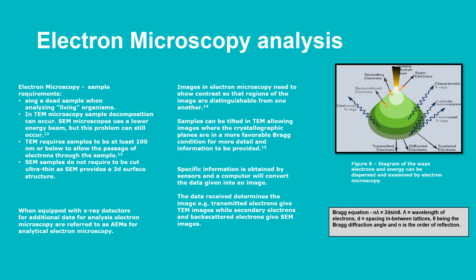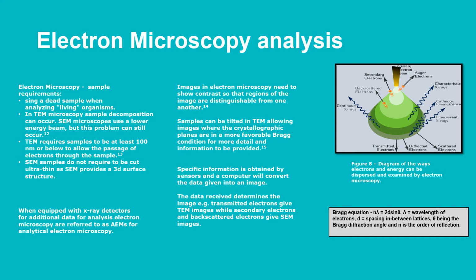SEM microscopes use a lower energy beam, but this problem can still occur. TEM requires samples to be at least 100 nanometers or below to allow the passage of electrons through the sample. SEM samples do not require to be cut ultra thin, as SEM provides a 3D surface structure.